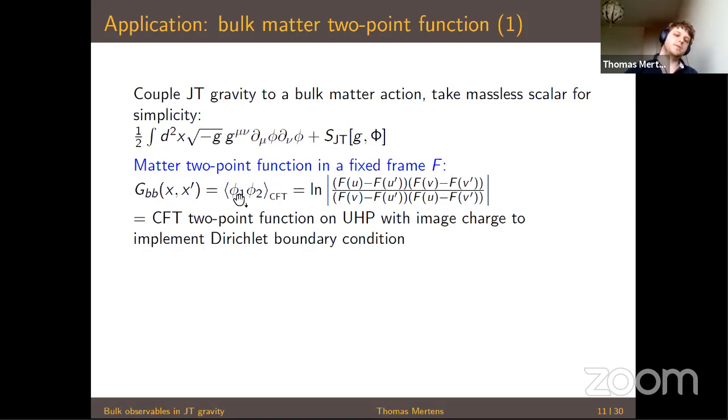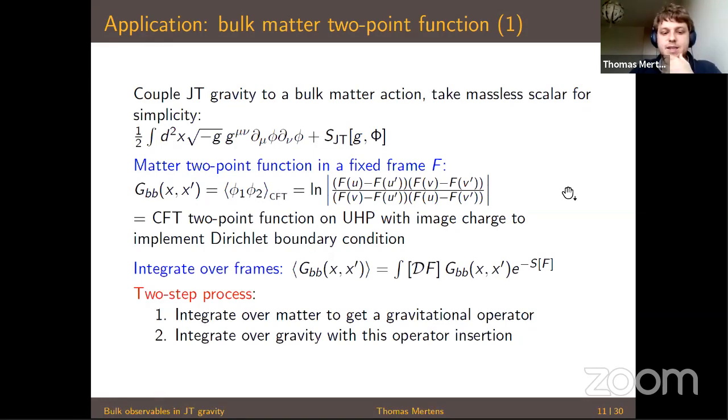Now, if I first do the matter's path integral, then of course this matter's two-point function has a well-known form. So it's the log of the distance between the two points. Now I have this cross ratio like form here because I'm considering this CFT two-point function on the upper half plane, because we have this holographic boundary and we impose Dirichlet boundary conditions on this scalar field phi, and that explains the denominator here. So those pieces are just contributions from image charges. Now this was done in a fixed frame big F. So this is actually the definition of the bulk point that is happening here.